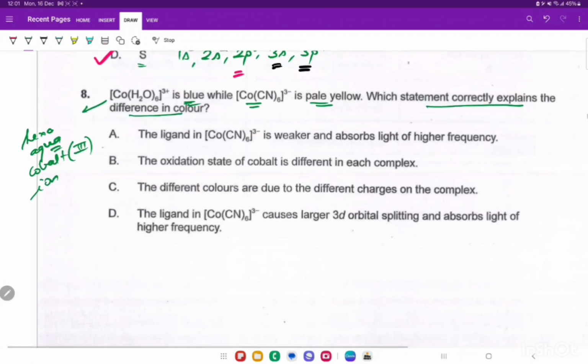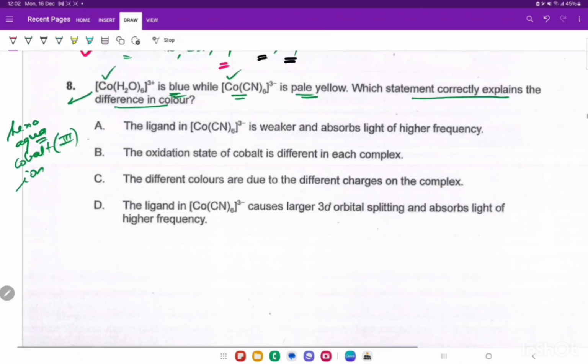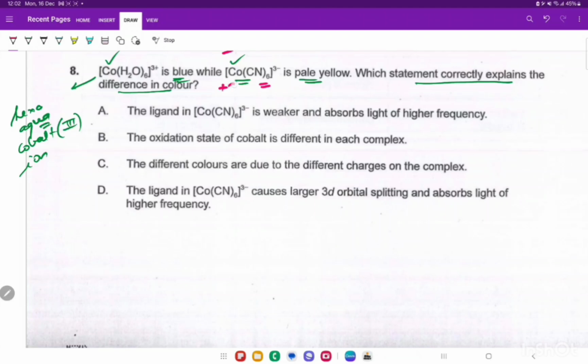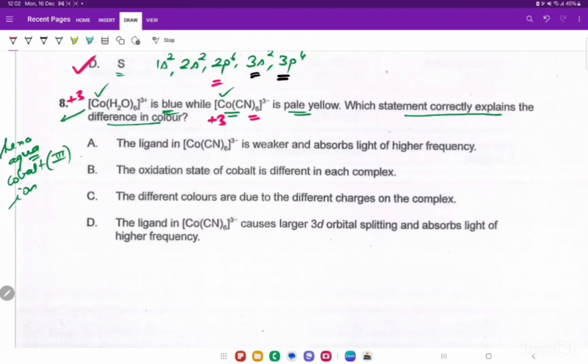Now these 2 have different colors. The reason is both have cobalt as the CMI, central metal ion, but the ligands are different. Water and cyanide are different ligands. Both are octahedral because they have 6 ligands. The charge of cobalt in both is +3, the oxidation state is also +3. So they have the same oxidation state, same central metal ion, but they differ in ligands.